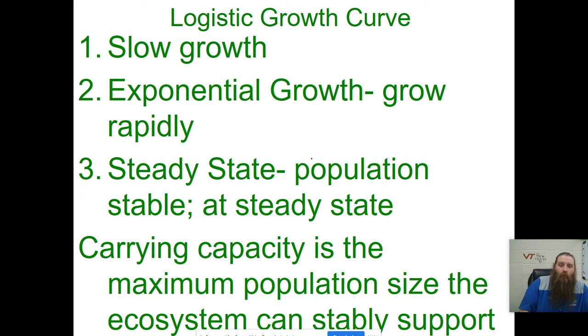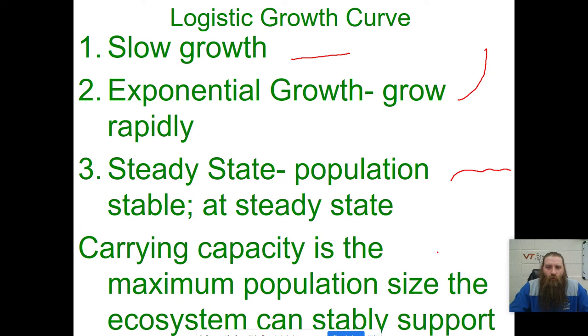So the slow growth region of a graph looks kind of like that. Exponential growth starts to tail up very rapidly, and then steady state is going to kind of tail off and maybe have a couple little wiggles to it. Carrying capacity is the maximum population that an ecosystem can support in a stable manner. And when we find steady state, we also usually find carrying capacity. Those are two things that are tied together.